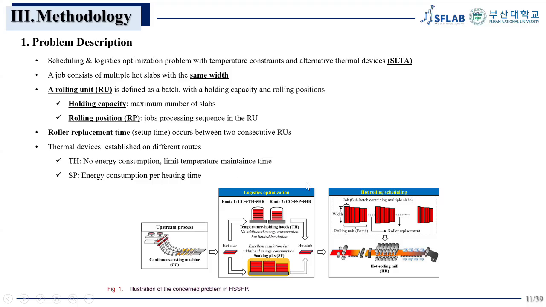For the logistic optimization phase, we determine the route assignment, which consists of two routes. The first route has the TH, the temperature holding hood, and the second route has the soaking pit. Each route has different thermal devices with different attributes to provide different temperature maintenance and heating options.